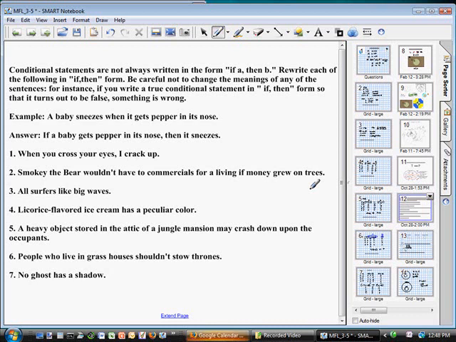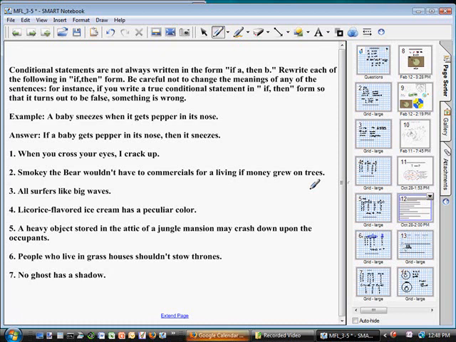I believe it is. So, even though you can't see the if and the then, can you see how we could translate it? Okay, another one. Here's one. When you cross your eyes, I crack up. Isn't that really saying if you cross your eyes, then I crack up? Smokey the Bear wouldn't have to do commercials for a living if money grew on trees. What's the if part? If money grew on trees, then Smokey the Bear wouldn't have to do commercials for a living.